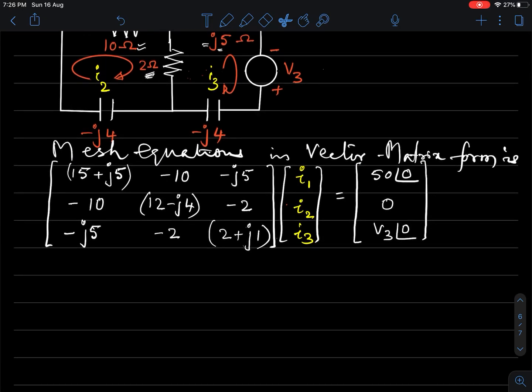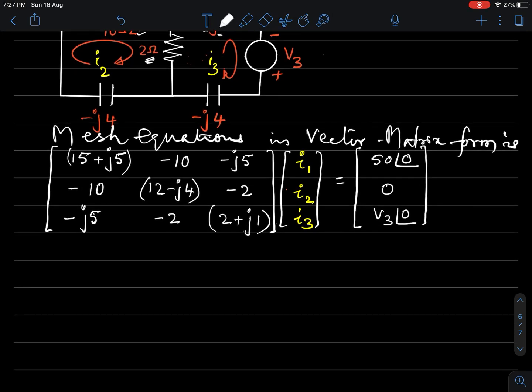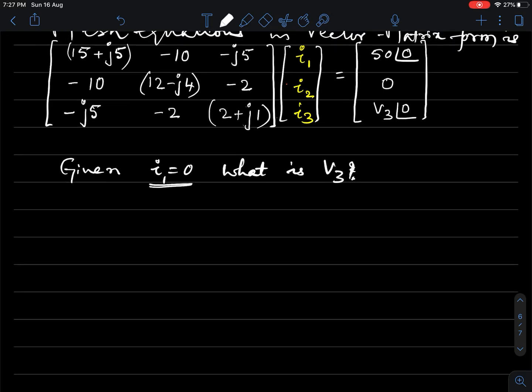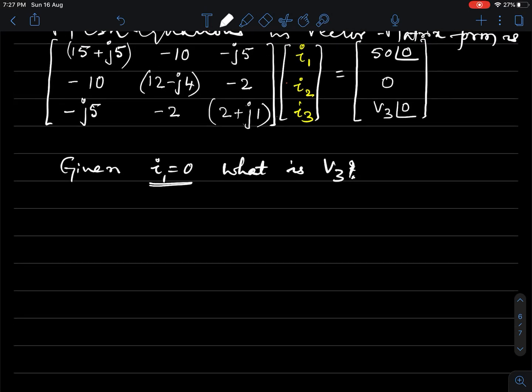Okay, so having written this, now we have to find out the value of V3 such that I1 is 0. So we will write, given I1 is 0. If you want this current to be 0, what is V3? We have to determine this. Now how do we do it? We can always write an equation for V3 in terms of Cramer's rule. Or we can write an equation for I1 rather. We will write an equation for I1.